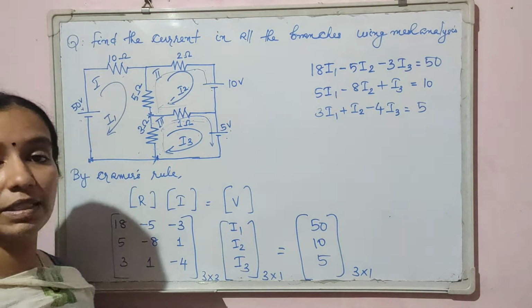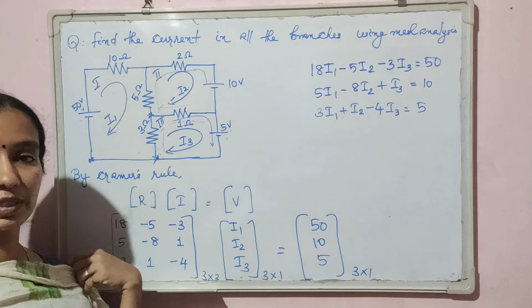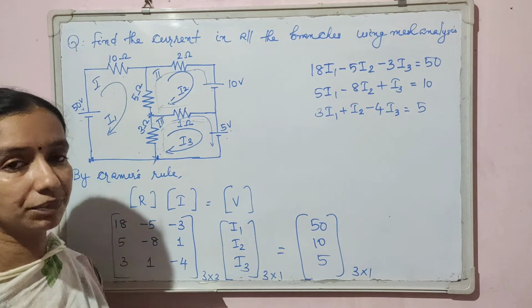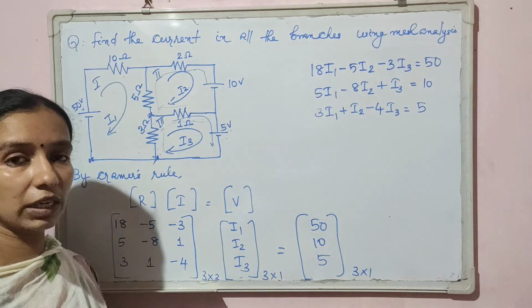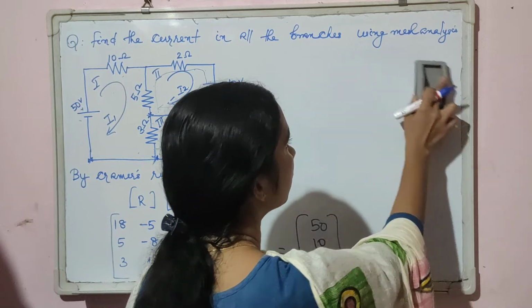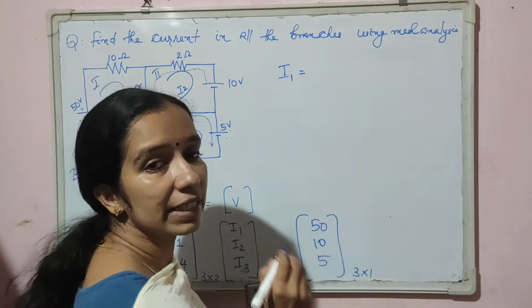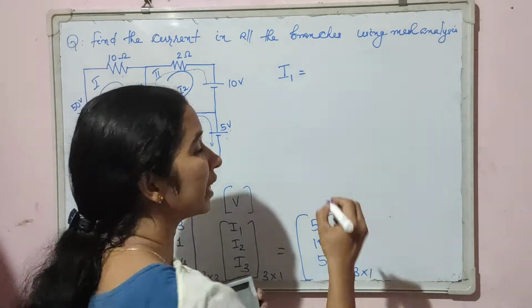Okay, this is a matrix representation. Now after writing the matrix representation, we can calculate the unknown currents I1, I2 and I3. According to Cramer's rule, the unknown current I1 is calculated as the ratio of two determinants.